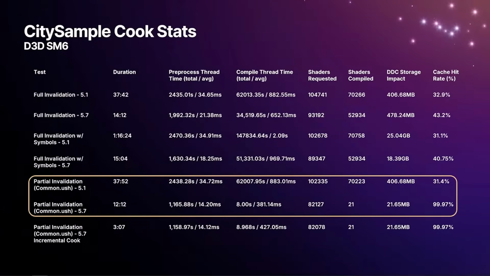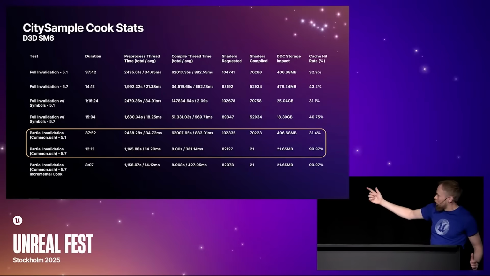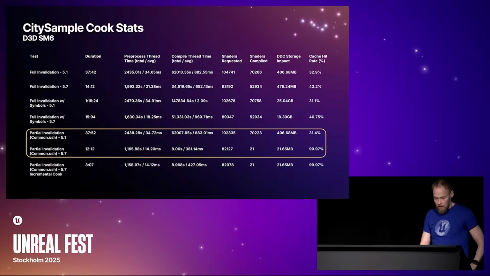So the main win here, at least for our internal projects, is the big difference between the 2 partial invalidation cooks. So we went from 37 to 12 minutes. So that small change in comma.ush was basically a full invalidation on 5.1. As you see, we basically recompiled every single shader versus 21 shaders compiled in 5.7. So that's a big improvement, obviously.